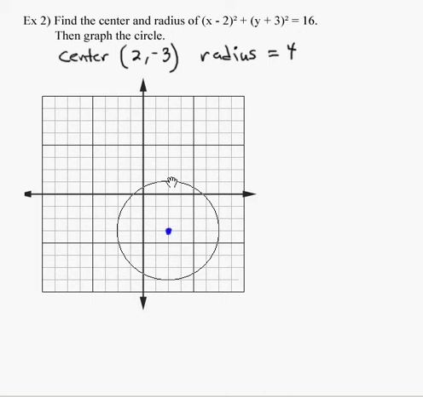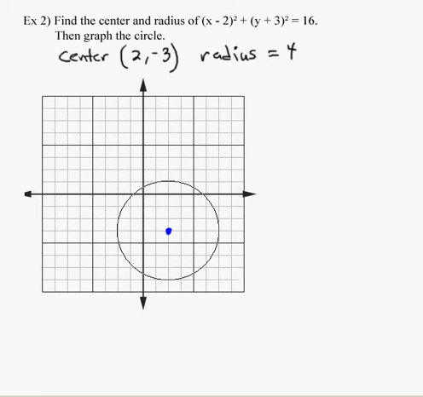So I open my virtual compass to a radius of 4, took it for a spin around the center, and that's all there is to know about circles in standard form. Find the center, find the radius, plot the center, open your compass the radius width, take it for a spin, you've got your graph.